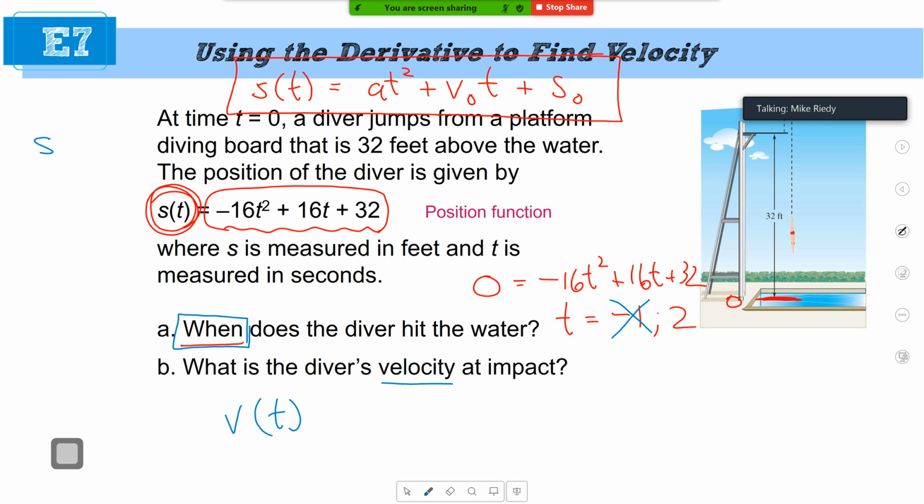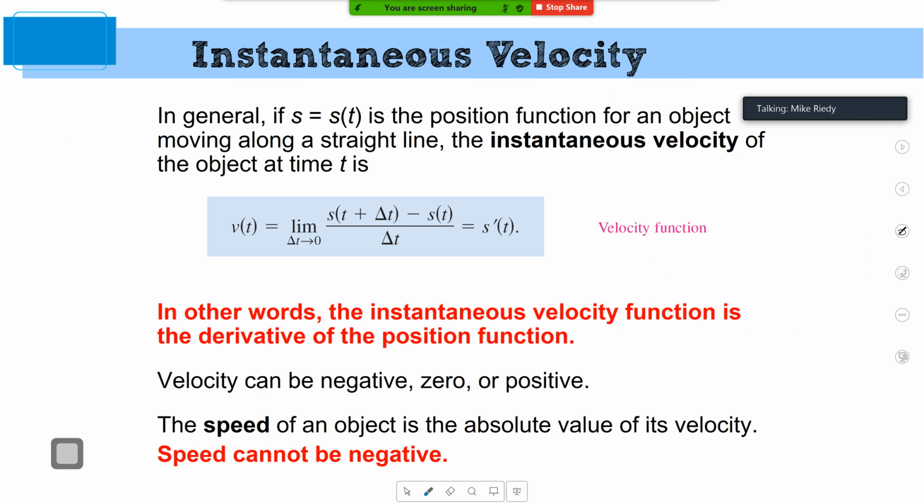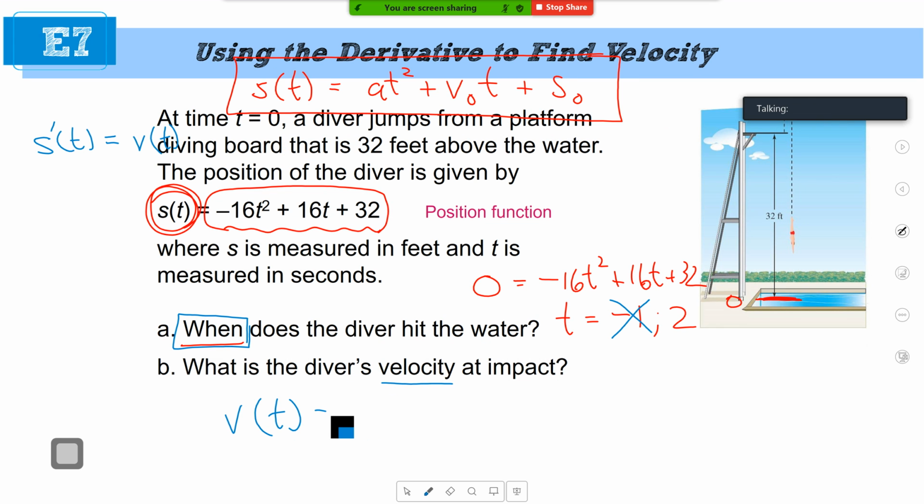Okay, so the derivative of S of t is equal to v of t. Because that's what we did, in case you missed it, here. Okay? Velocity is the derivative of S of t. All right, what's the derivative of S of t? Again, we're not doing the limit process here. We're using the power rule. Make your life easy. -32t plus 16.